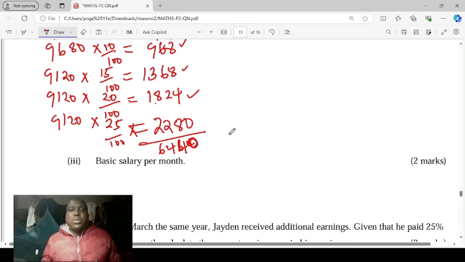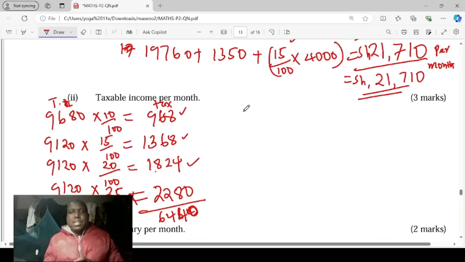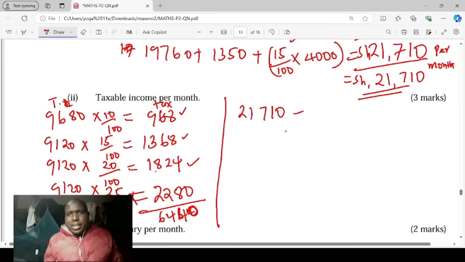Now next is to find what is remaining. Total gross tax was 21,710, but what we have got is 6,440. So what is remaining is 15,270.